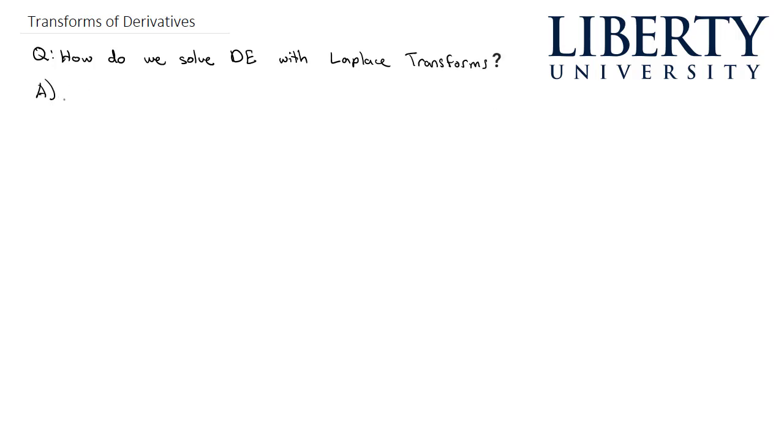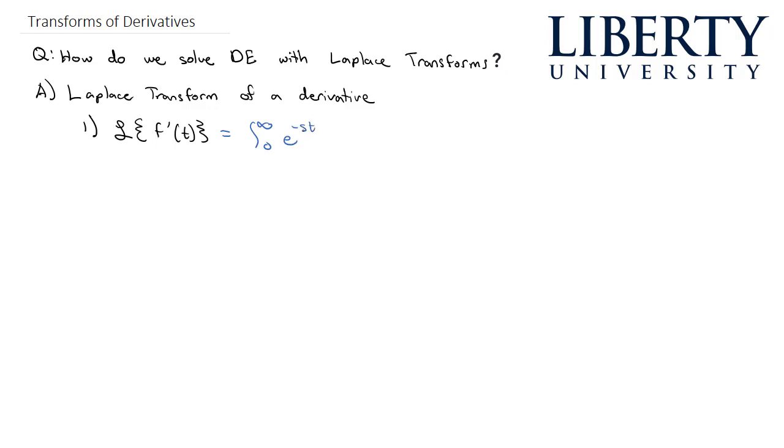And before we can, the one last thing we have to look at is finding the Laplace transform of a derivative. So let's do that. Let's find the Laplace transform of f prime of t, which by definition is the integral from 0 to infinity of e to the negative st f prime of t dt.